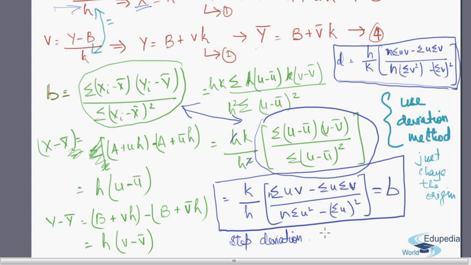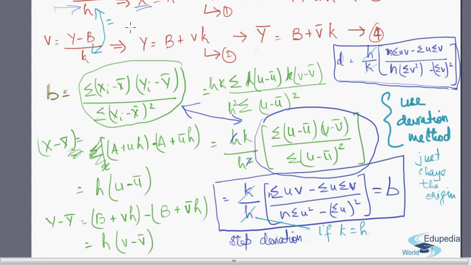If k equals h, then we'll cancel these two out and we'll be left with just this part. The same here also. So either you use just the deviation method and not the step deviation method, or you take both the values of h and k equal. That will make things easy, and it'll be short and easy to solve a problem.